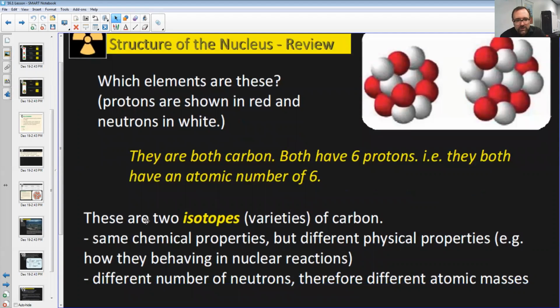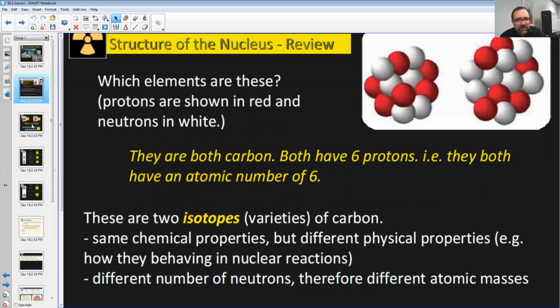Isotopes basically have the same chemical properties but different physical properties, such as how they behave in nuclear reactions, and their numbers of neutrons change. That's the biggest thing to realize here. Given the atomic mass, you can figure out how many neutrons exist in each of the problems.